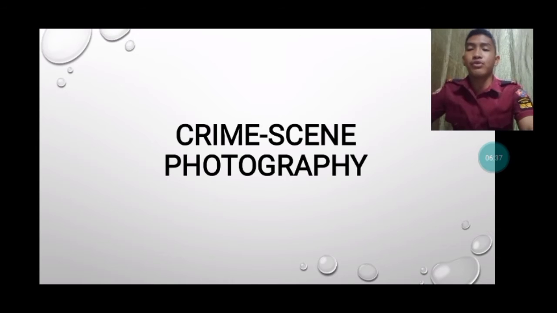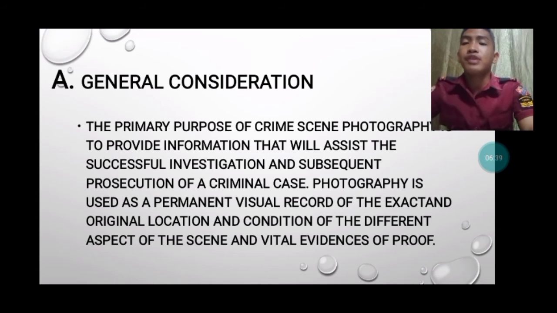Crime scene photography. A general consideration. The primary purpose of crime photography is to serve information that will assist the successful investigation and subsequent prosecution for a criminal case. Photography is used as a permanent visual record of the exact and original location and condition of the different aspects of the scene and vital evidence of proof.